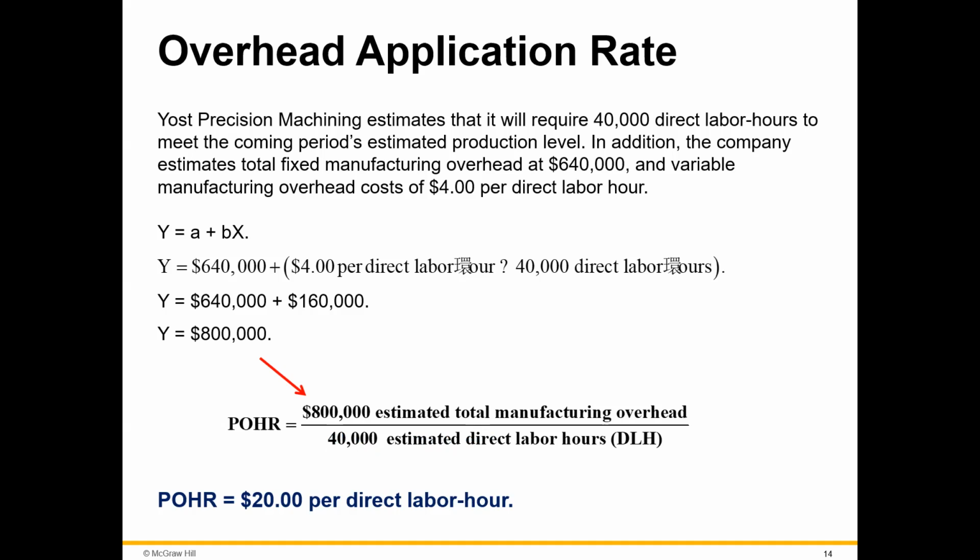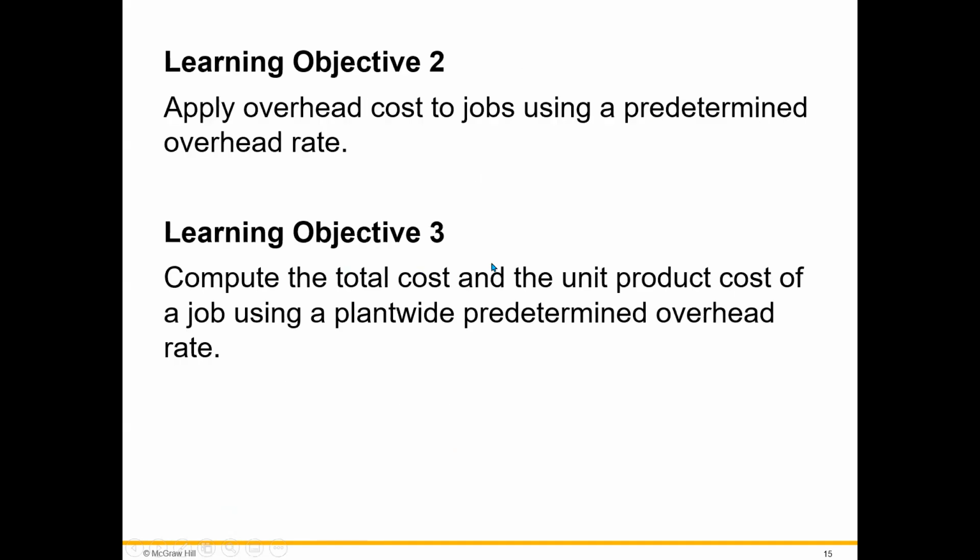When the job is finished, we need to finish the cost reports because direct material and direct labor are known directly. Then you apply the overhead, using the actual direct labor hours consumed by each job multiplied by this rate. That will lead to learning objectives 2 and 3. Apply the overhead to each job and then figure out the total job costing sheet.